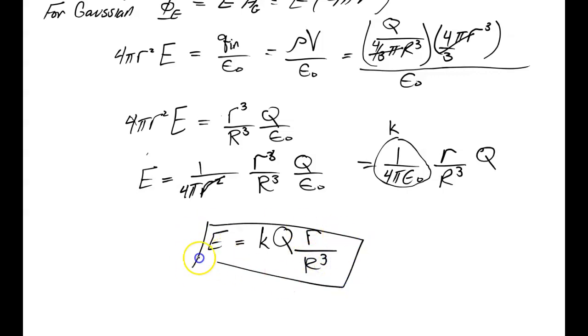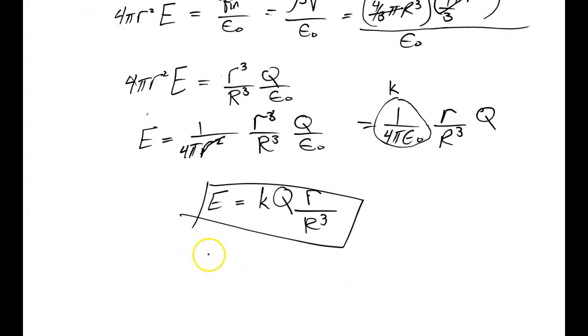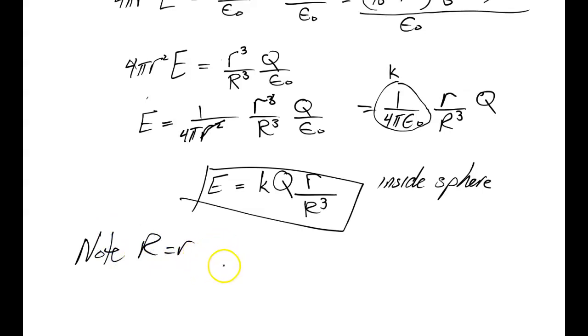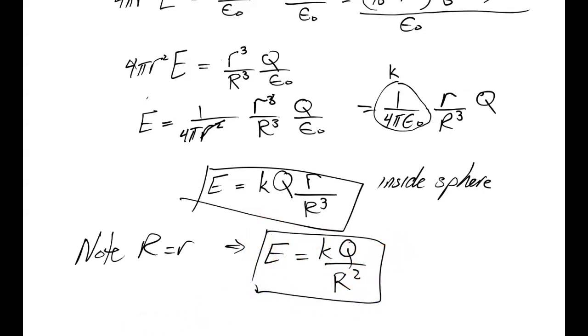So inside the sphere, this would be the electric field. Also note that when big R equals little r, the electric field then is KQ over R squared. If I put a little r in for big R or a big R in for little r, I should get something like this, which is a result we saw in the previous chapter.